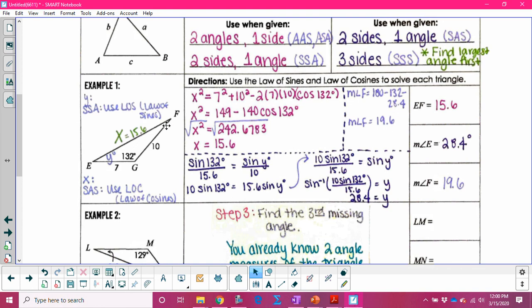If you found angle F first instead of angle E, you might notice that your answers are 1/10 of a point off from mine, which is fine. I would always look and see how you worked the problem. That would just be a rounding issue, and that would be fine.